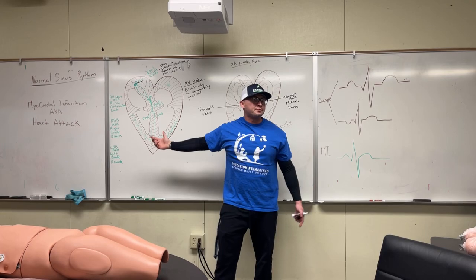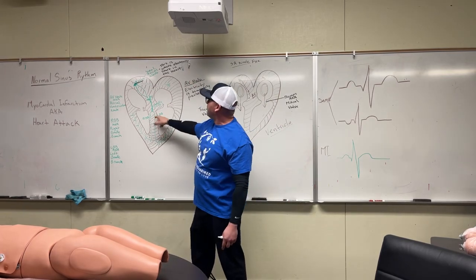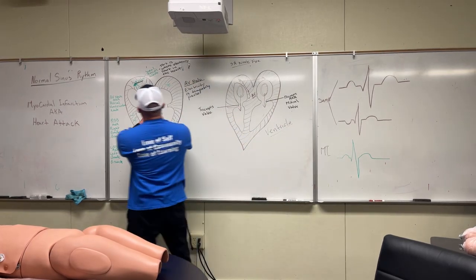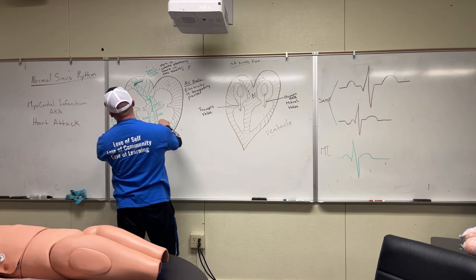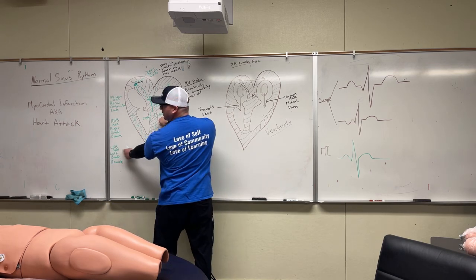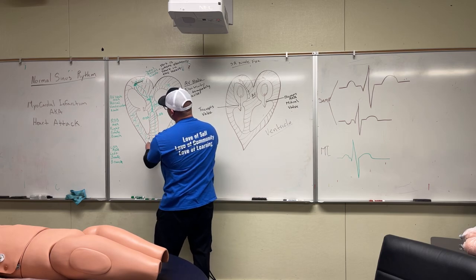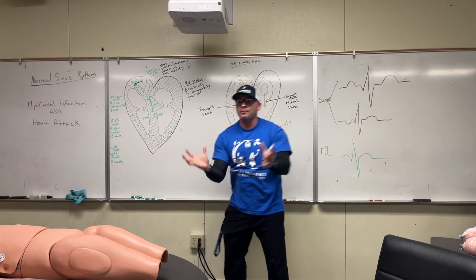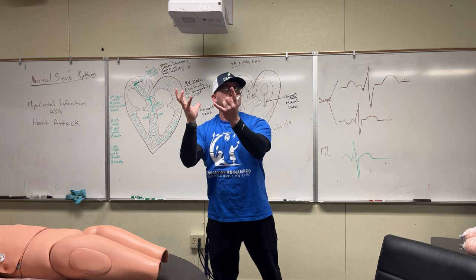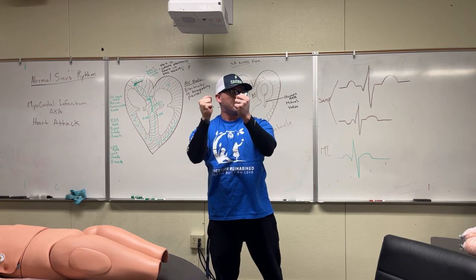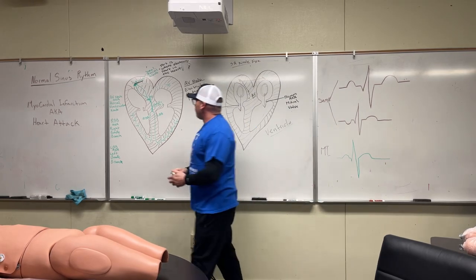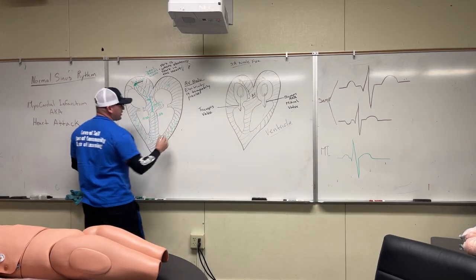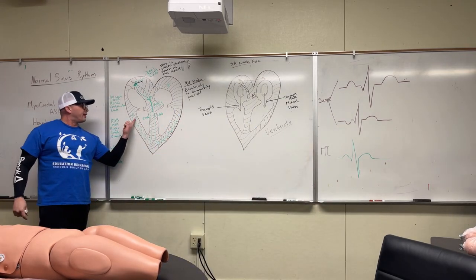Everything's the same. Okay? From here, the electricity is going to divide, and it's going to go through the right bundle branch, right here, and the left bundle branch. That's the name down there. And that's how the electricity gets to the bottom of the ventricles and wraps around the ventricles so that then they can squeeze. Still making sense? Okay.